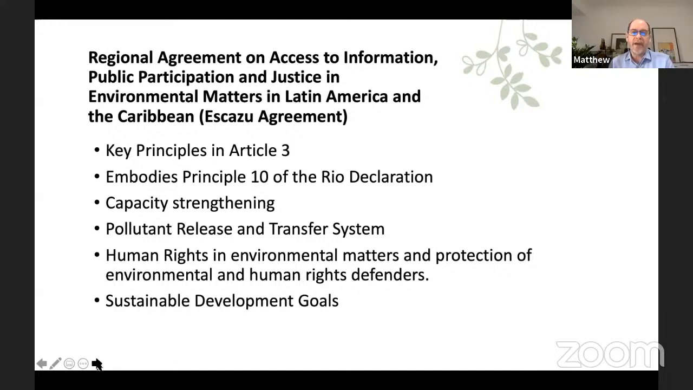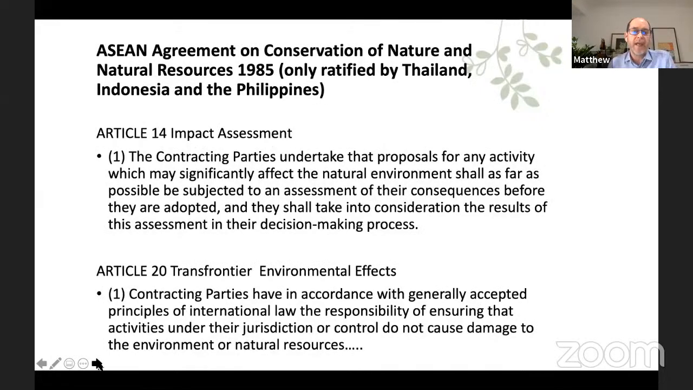And more importantly, it talks about ensuring that states have an obligation to protect environmental and human rights defenders to ensure that they can engage in all of these rights in terms of environmental information, public participation, and access to remedies. This idea of an enabling environment for people to be able to effectively enforce their rights is something that is very, very important, especially in ASEAN. And in the context of EIA, this is where the Escazú Agreement can also provide some parallels for what we might wish to do in EIA in ASEAN.